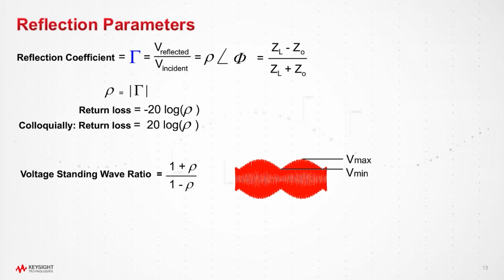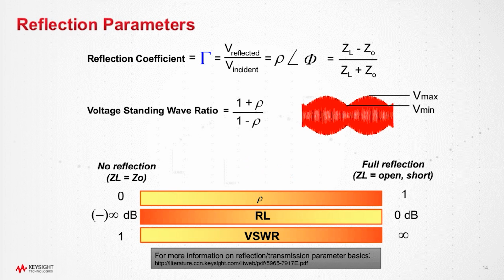And finally is the voltage standing wave ratio. Two waves traveling in opposite directions along a transmission line will cause standing waves. The standing wave ratio is the ratio of the maximum to minimum voltage of the standing waves, and we can also determine that from the reflection coefficient. This visual helps illustrate how all of this fits together.